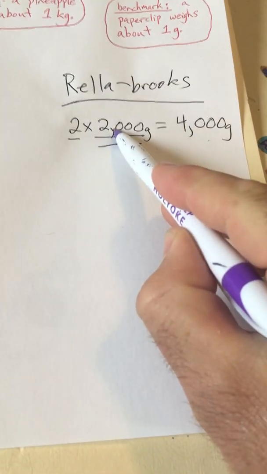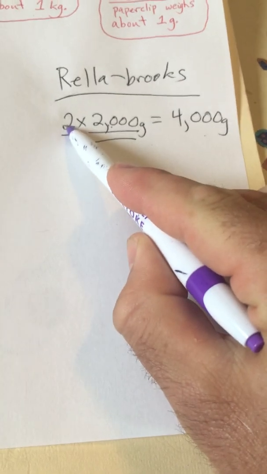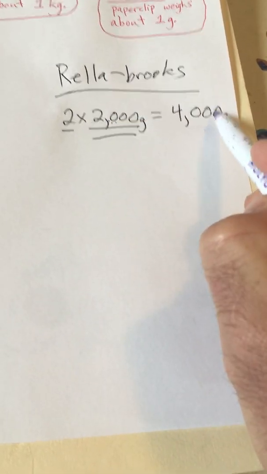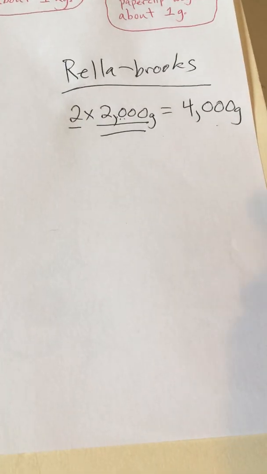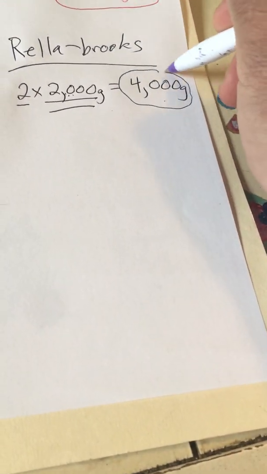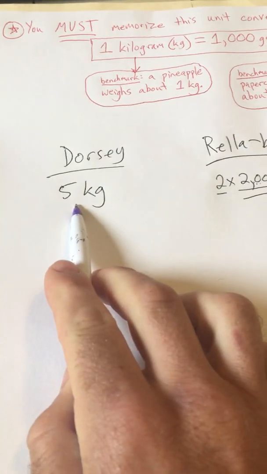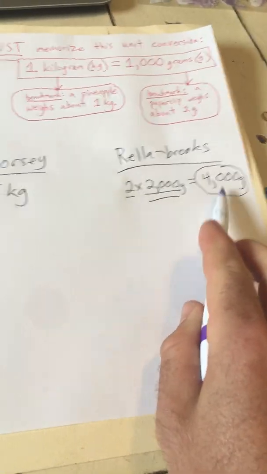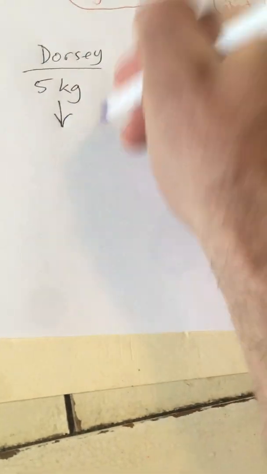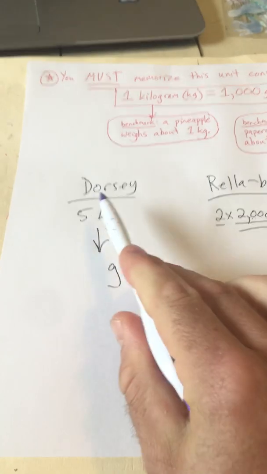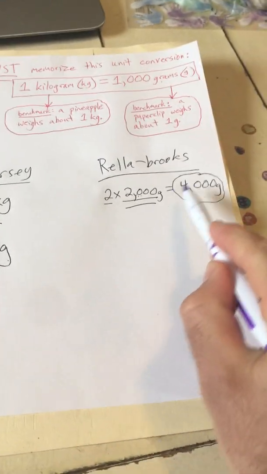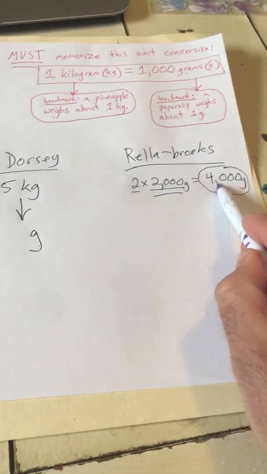You could have done 2,000 and added that repeatedly twice. 2,000 plus 2,000 is 4,000, or you could have multiplied. 2 times 2,000 is 4,000. So Miss Rella Brooks bought 4,000 grams. But we are having a hard time comparing these two because grams and kilograms are different units. So what we need to do is turn Miss Dorsey's 5 kilograms into grams. Then you can tell who actually bought more sand.